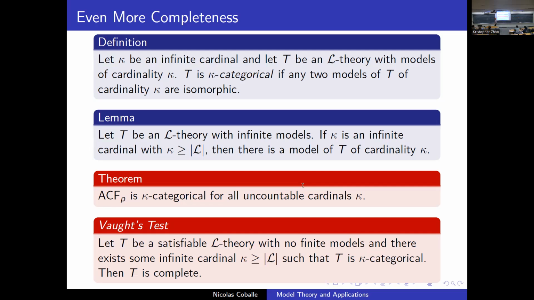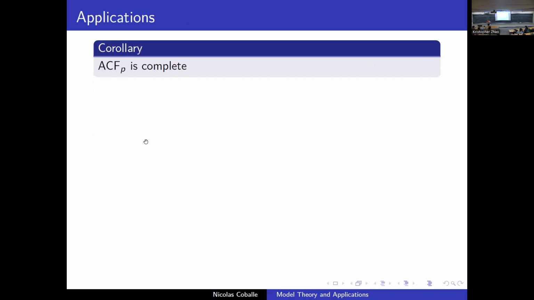So we can apply Vaught's test to the theory of algebraically closed fields of characteristic P. It's satisfiable because you have the algebraic closure of FP. There are no finite models because all algebraically closed fields are infinite. The theorem before says that the theory is kappa categorical. So the theory of algebraically closed fields of characteristic P is complete. Wow, that's crazy, isn't it? Corollary: ACF_P is complete.